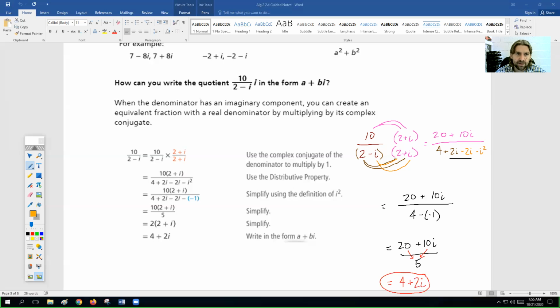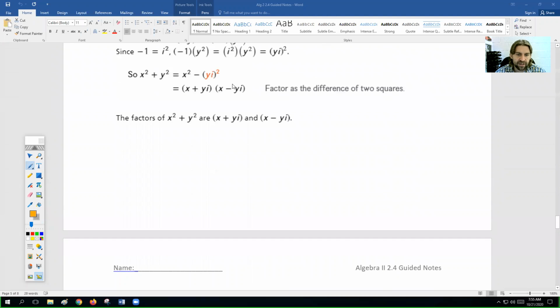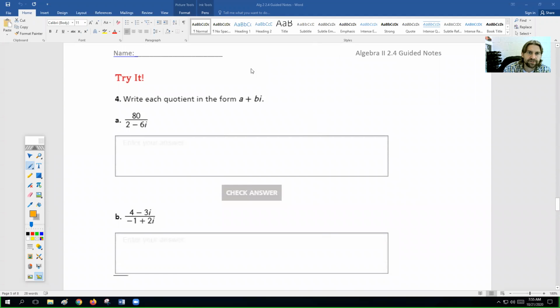Alrighty, so let's move on. Let's try some examples here and make sure we understand what is going on. Our goal: if I wanted to divide 80 by 2 minus 6i, I'm going to have to multiply the top by 2 plus 6i and multiply the bottom by 2 plus 6i.